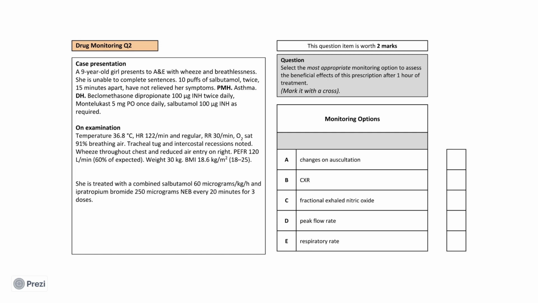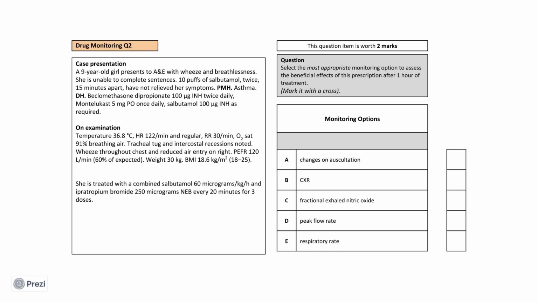Upon her arrival to A&E, she is treated with a combined salbutamol and ipratropium bromide nebulizer every 20 minutes for 3 doses. The question focuses on the beneficial effects of immediate treatment, once again within the acute setting, 1 hour after treatment commences. Once again, you should pause here to think of your answer. Now, let's walk through the question and compare your answer to ours.